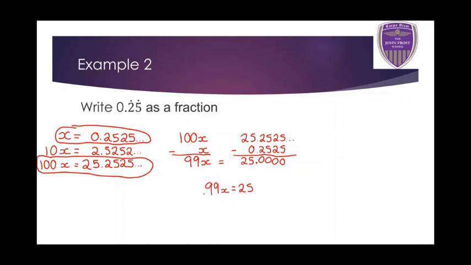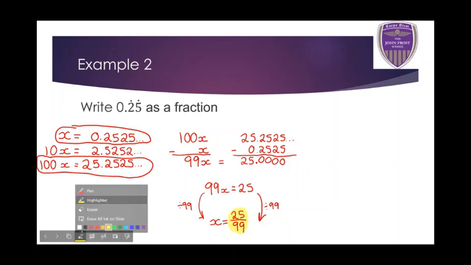One last step now. If I want to solve the equation and find 0.25 recurring as a fraction, I need to divide both sides by 99. And that will give me 99x divided by 99 is just x, and 25 divided by 99 is 25 over 99. So 0.25 recurring as a fraction is 25 over 99.